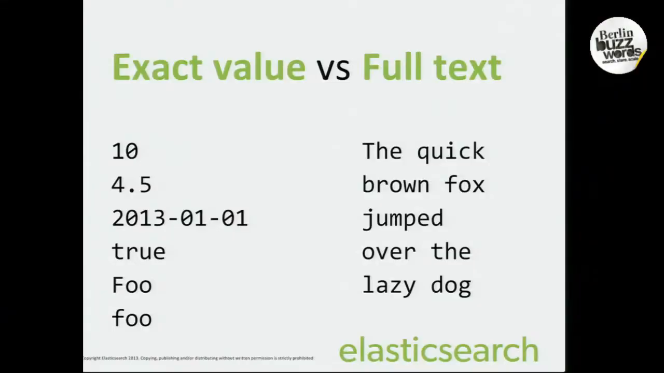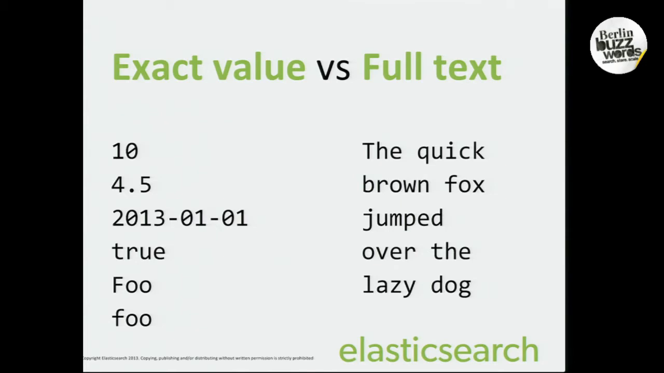In full text, you expect to be able to search within the text. You seldom look for the whole exact value. You want to find brown fox. If you search for foxes, you want search to understand your intent. So foxes should still find fox. Jumps should find jumped. How do we support this?